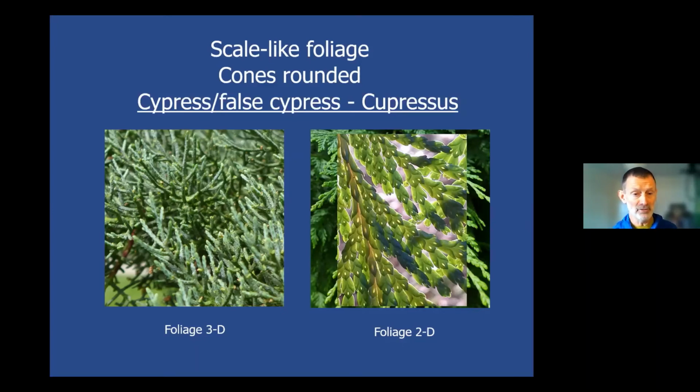But really, you're looking for, is the foliage three-dimensional, so all over the place? Or is it flattened in a single plane? And a good way to think about this is if I pick a shoot and I put it on the table in front of me, does it lay flat like a sheet of paper, or does it stand nicely proud of the table? So three-dimensional or two-dimensional, that's another really good character to look at.